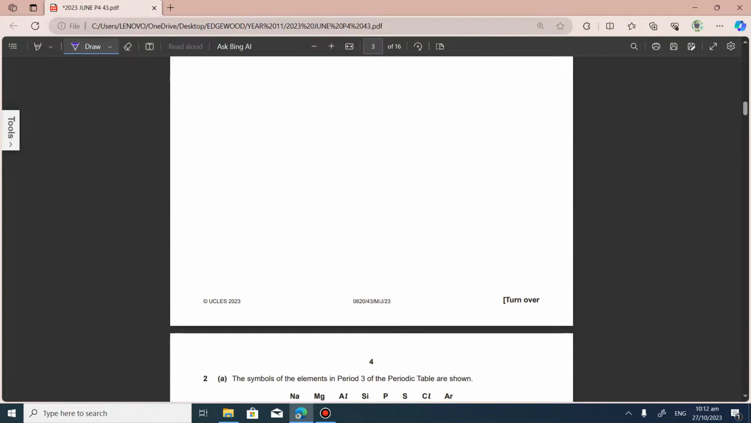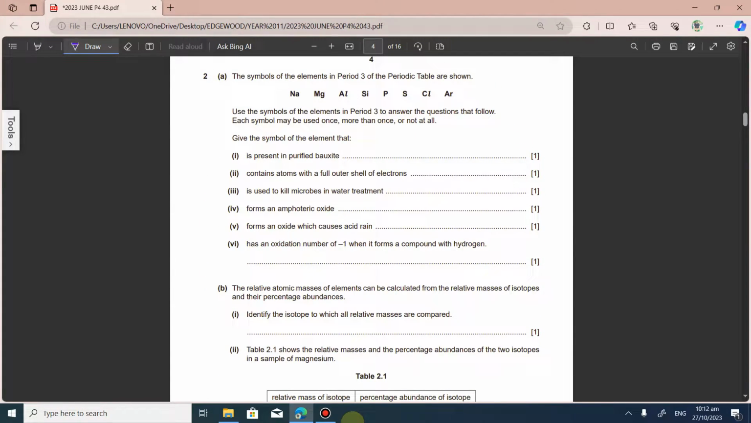Okay, let's move forward to the next questions. Now the symbols of the elements in period 3 of the periodic table are given here.